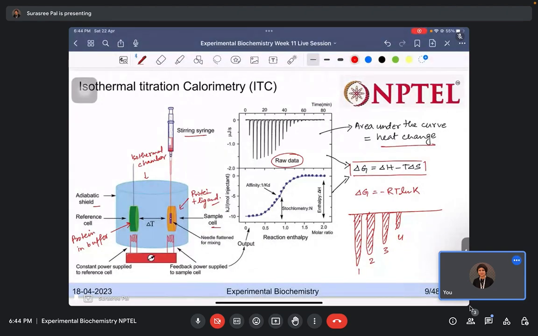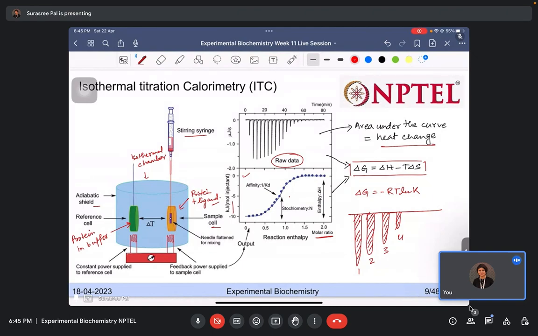So this heat change can be measured here. Now this heat change, in kilojoule per mole or kilocalorie per mole, can be plotted in this kind of a graph, right? With respect to the molar ratio. What we observe here is that this graph again looks very similar to the protein ligand binding graph. And from this graph, we can determine both Kd as well as delta G and delta H.